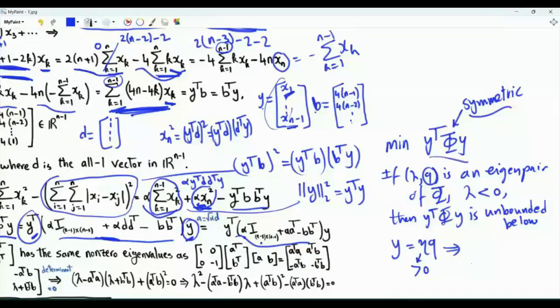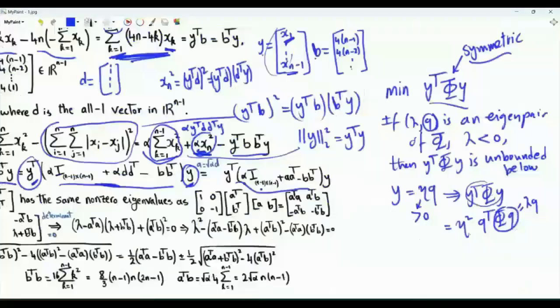In this case, the objective function y transpose phi y is equal to eta squared times q transpose phi q. But q is the eigenvector of phi associated with the eigenvalue lambda. Phi q is equal to lambda q. The quadratic form now can be written as lambda times eta squared times q transpose q. This is the L2 norm squared of vector q. Vector q is an eigenvector, so it is non-zero. This L2 norm squared is strictly positive. Eta is a positive parameter. Lambda is less than 0. By choosing eta to be large enough, we can make this quadratic form approach minus infinity. The quadratic form is unbounded below.